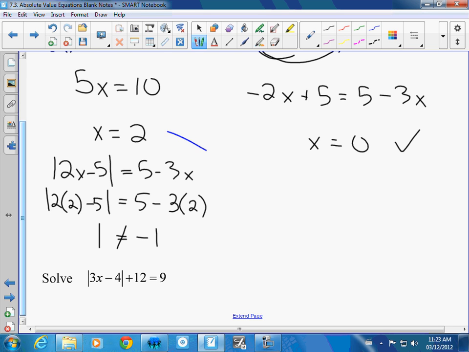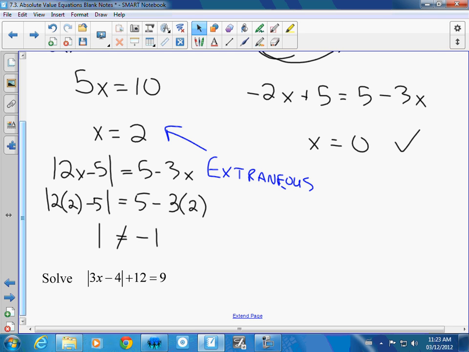It is an extraneous root. Extraneous. So in this case, how many solutions are there? 1. The biggest mistake you'll make is when you do this, you'll get the answers and you won't check. If you put those down as the answers and you said the answer is 2 and 0, you'd lose marks because there is only one answer. It's 0.